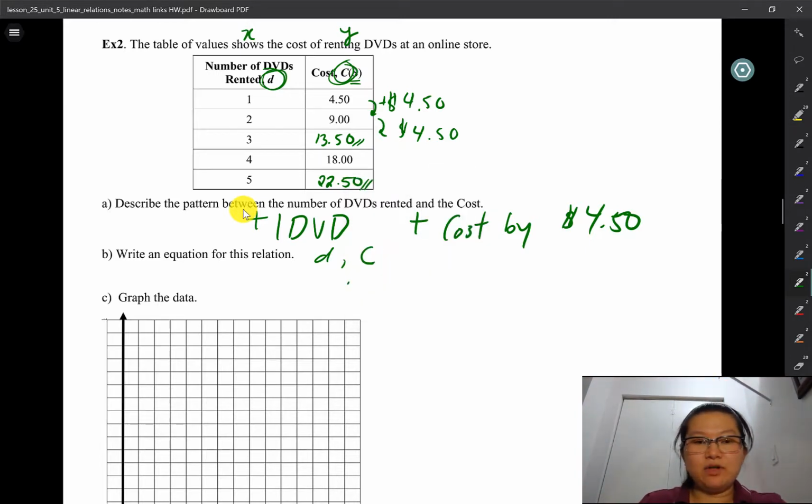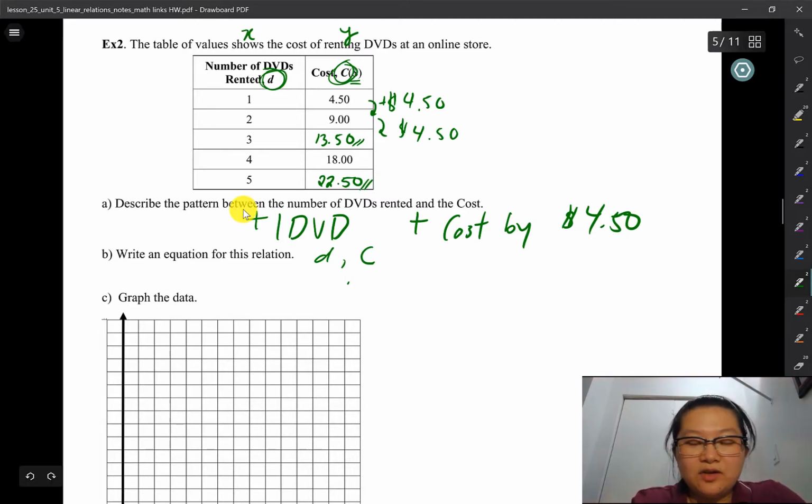Okay, so I'm going to talk through it and show you why it is the way it is. First of all, our cost is going to depend on the number of DVDs rented. If I rent 1 DVD, I'm going to pay $4.50. If I rent 2 DVDs, that's going to be 2 times $4.50.